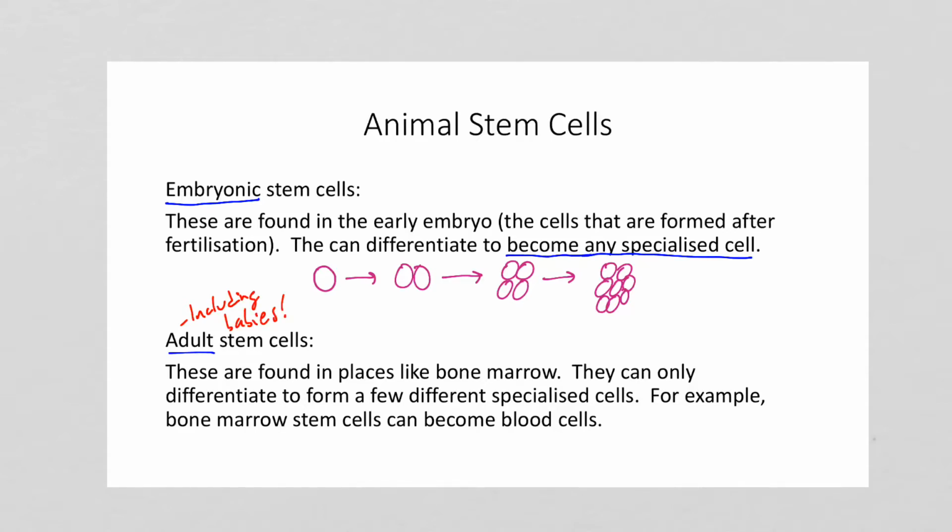A fetus, before the baby is born, has adult stem cells. A child has adult stem cells. Adult stem cells can only turn into a few different specialized cells. So they don't have the superpower that embryonic stem cells do to be able to differentiate into any type of specialized cell. They can only differentiate into some specific ones. The example that they love in the GCSE is bone marrow.